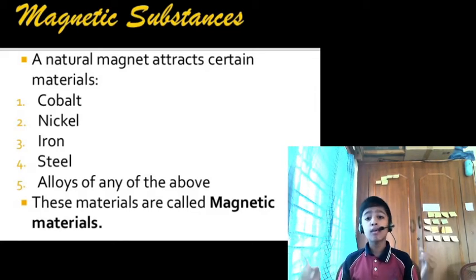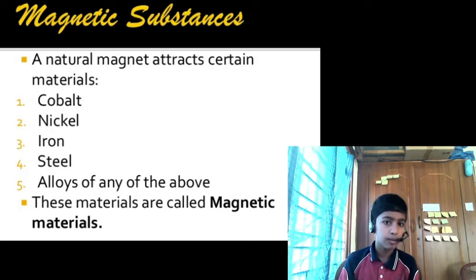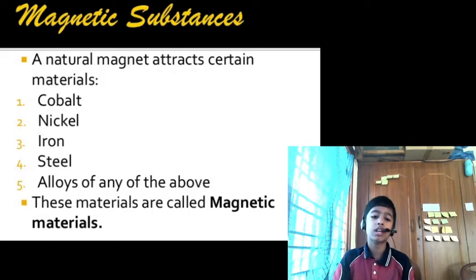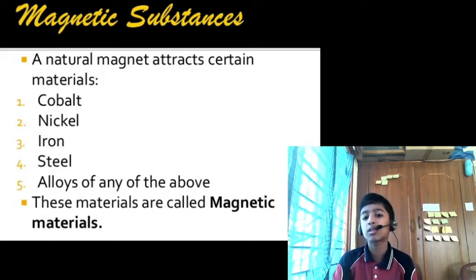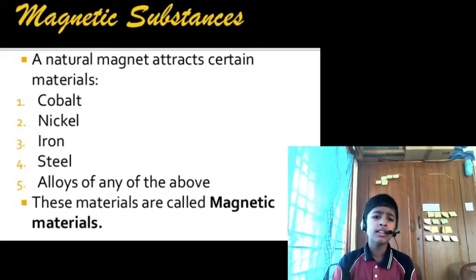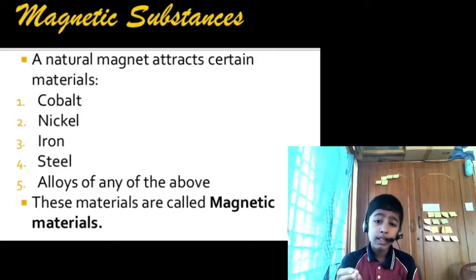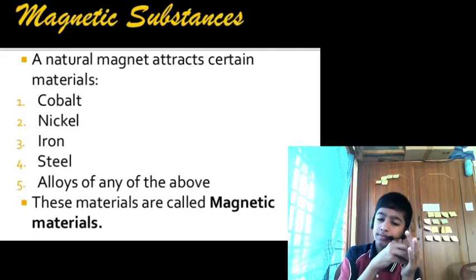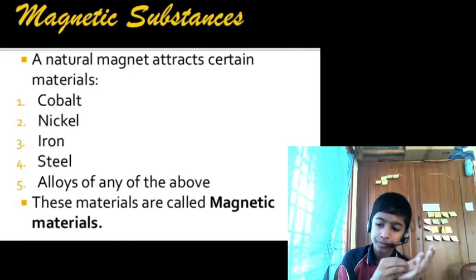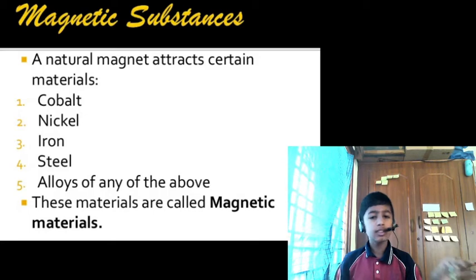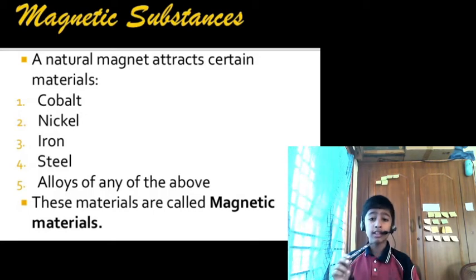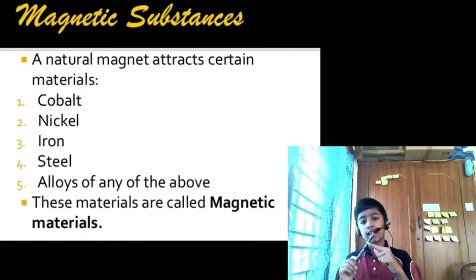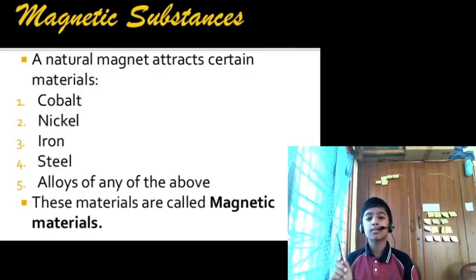So the steel made up of cobalt or nickel will be getting attracted towards the magnet, and the steel not made up of cobalt or nickel will not be getting attracted towards the magnet. And the materials which are getting attracted towards the magnet are known as magnetic materials. If this material is getting attracted towards the magnet, then this material is known as a magnetic material.